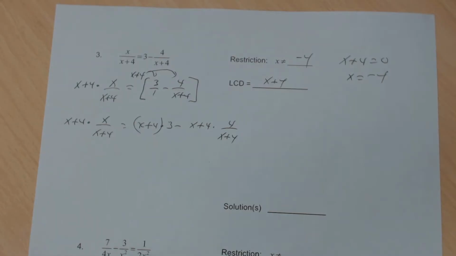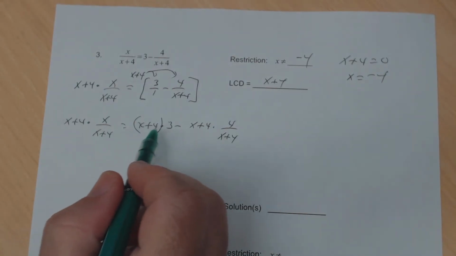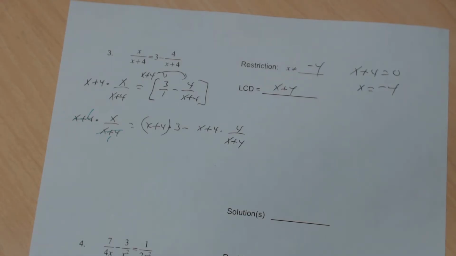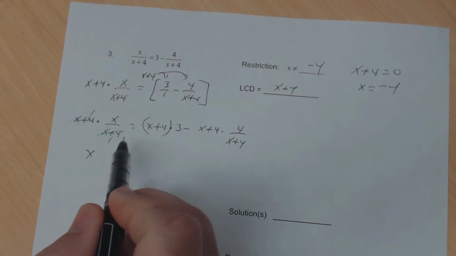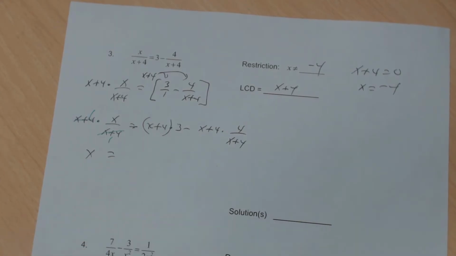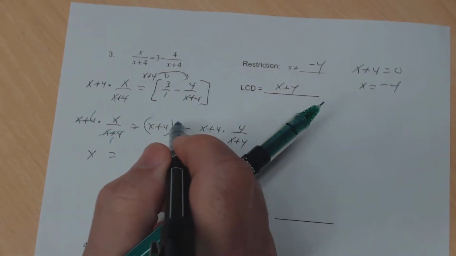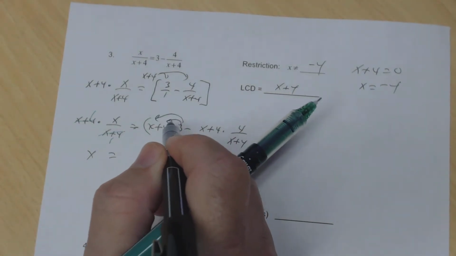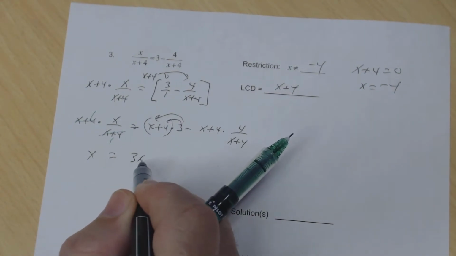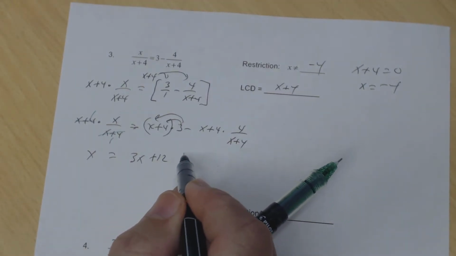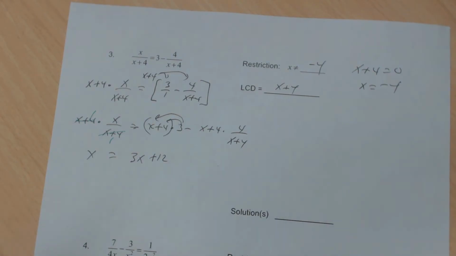Okay, so reducing and distributing. Reducing here, simplifying, I get x. Over here, that's an equal sign, equal. Over here, simplifying by using the distributive property, I get x times 3 is 3x, and then 4 times 3 is 12. And then here, the x plus 4's divide out.